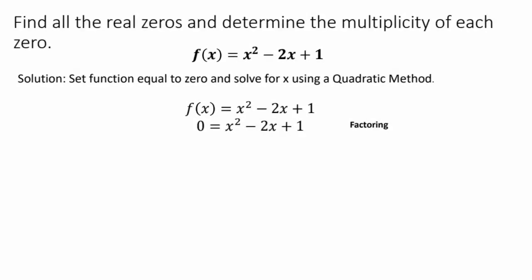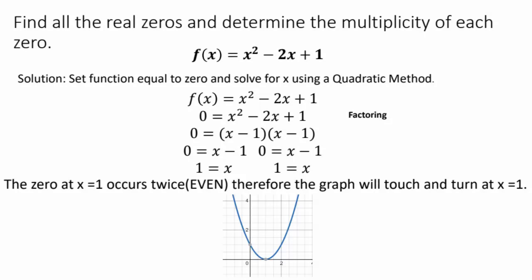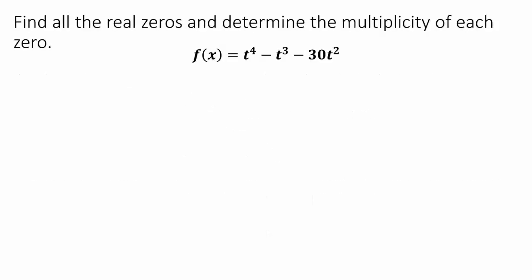So I know that this function can be factored into x minus 1 times x minus 1. We see here we have x equals 1 twice. What this means is that the zero at x equals 1 occurs twice. That means that it's only going to touch the x-axis. Okay, let's look at this next example.